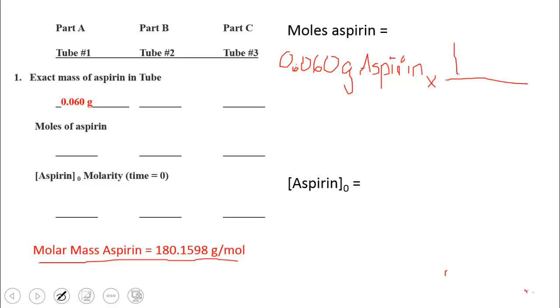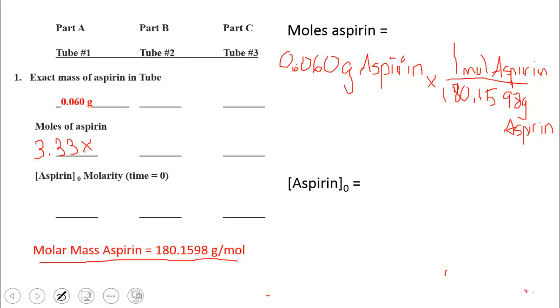And of course then you've got your 1 mole of aspirin is 180.1598 grams of the aspirin. So make sure you're showing all of those calculations. Okay, and so what I can find here is that my number of moles of aspirin for this trial is 3.33 times 10 to the minus 4. I'm going to put units on that, moles of the aspirin.